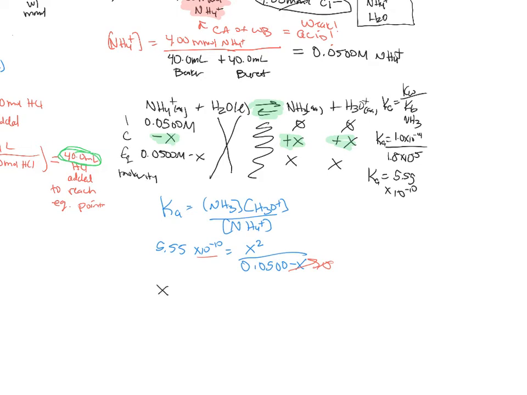So with algebra, x equals the square root of 5.55 times 10 to the negative 10th times 0.0500. And putting that into my calculator, I end up with 5.28 times 10 to the negative 6th.